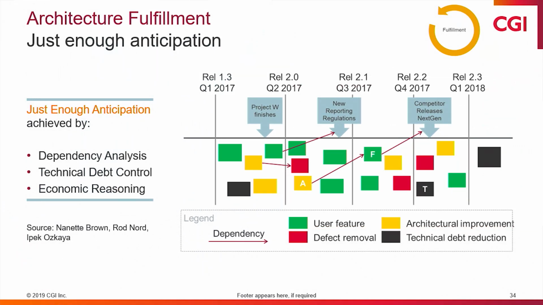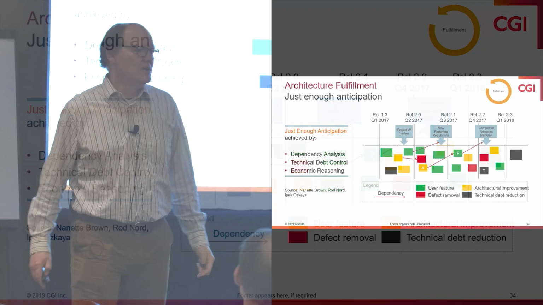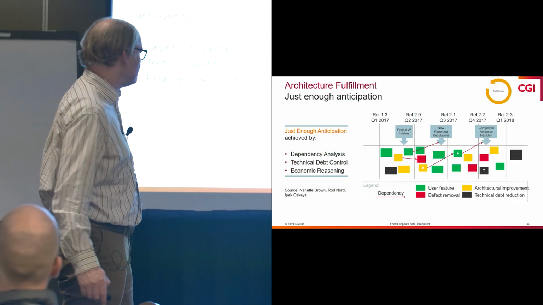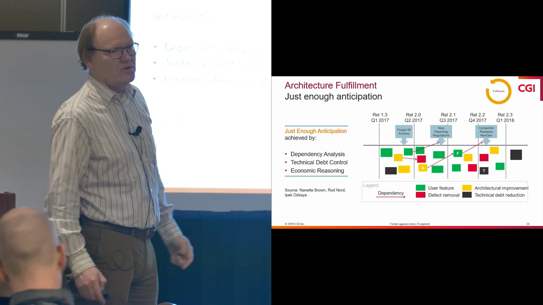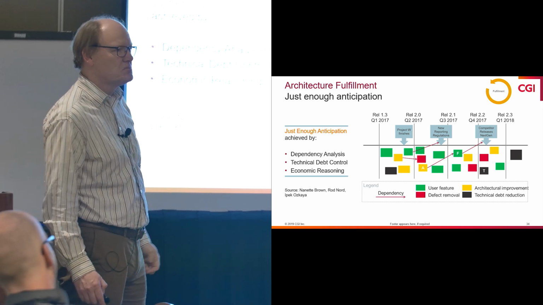Like here, for example, the competitor releases a very nice next generation version of their product. Well, that is an event that will impact our own product, and we need to have this feature in place before they actually release the next version. However, our dependency analysis has shown us that there's a piece of architecture runway that we actually need to be in place, otherwise this feature will be almost impossible for us to create. And so this type of reasoning, and we call it architecture road mapping by the way, is what you need to establish just enough anticipation.